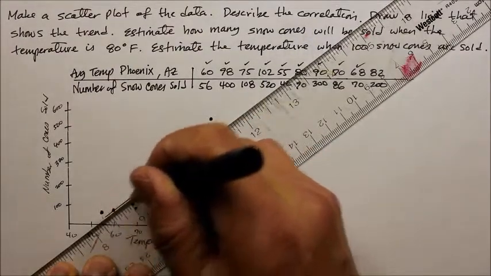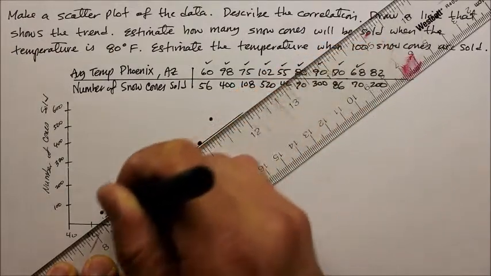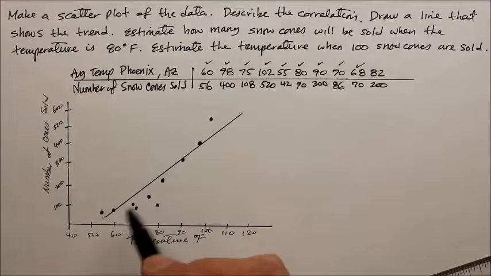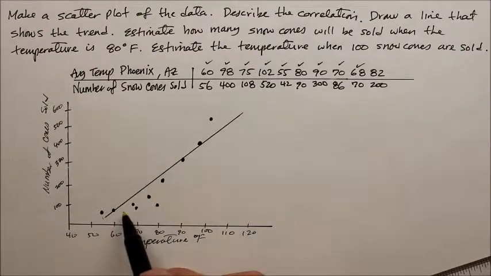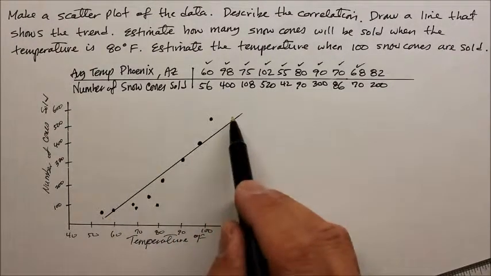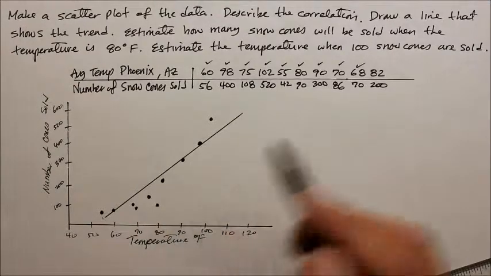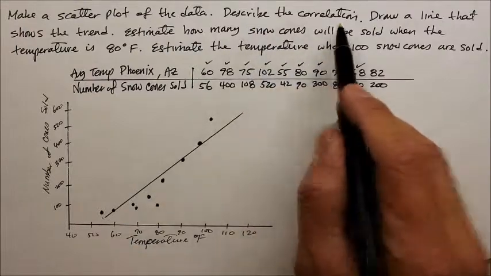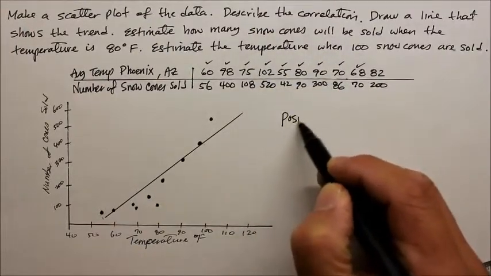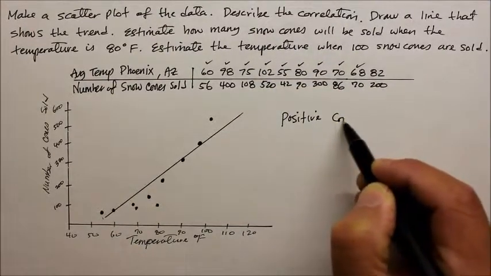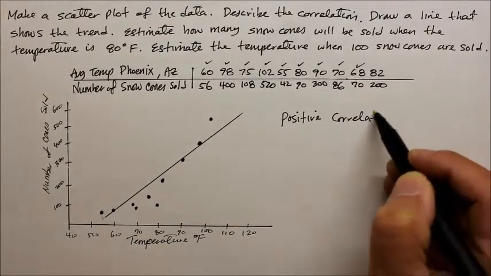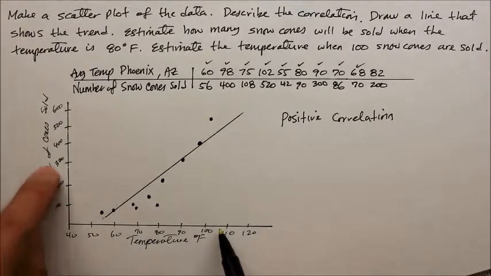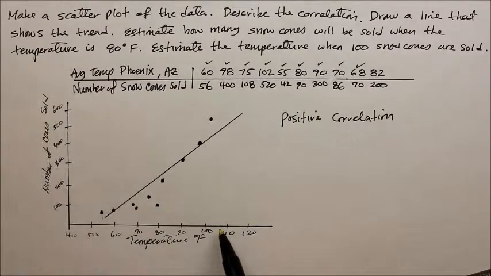So let's say here. There's no real wrong or right way of doing it, as long as you show that in this case, the line that shows the trend is going up from left to right. So now we could answer this question, describe the correlation. This has a positive correlation, meaning as temperature goes up, the number of snow cones sold increases.